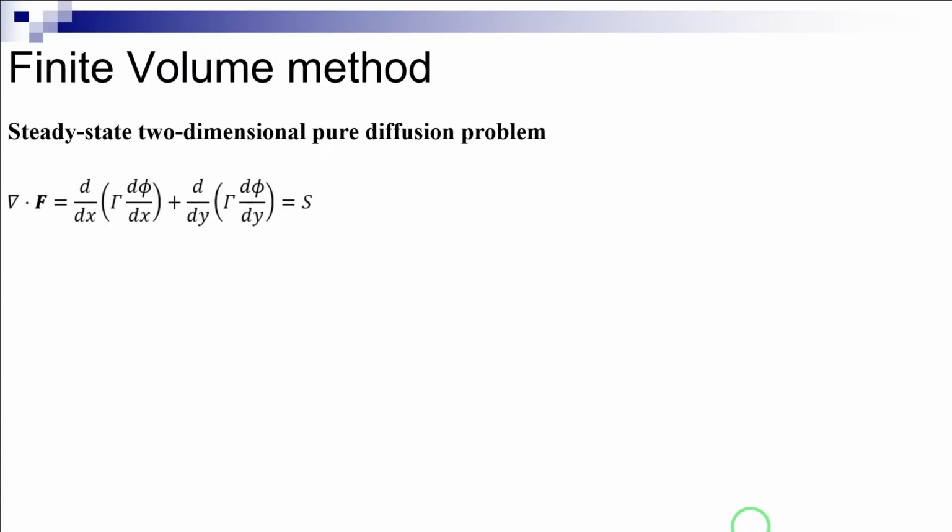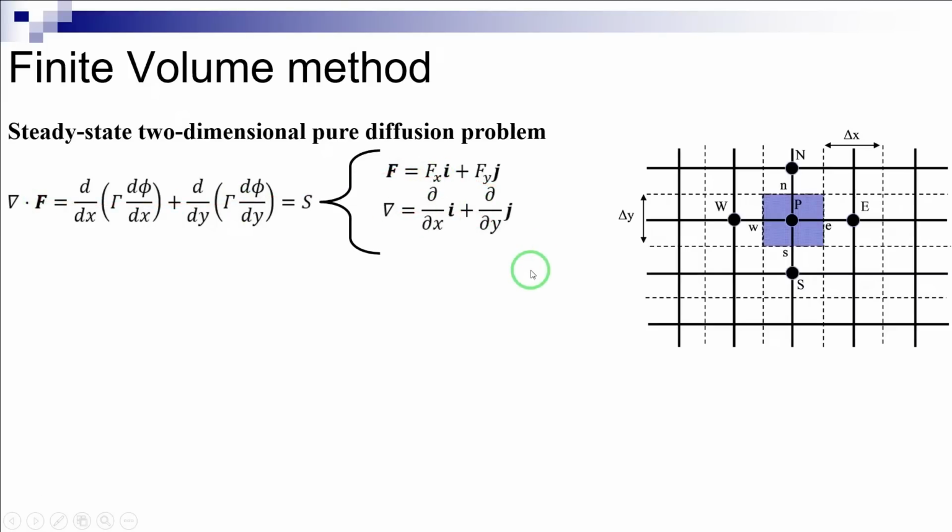Steady-state two-dimensional pure diffusion problem. The two-dimensional steady-state diffusion problem is described using this transport equation, where F, which stands for flux, and nabla are defined here. The two-dimensional Cartesian grid, which is used for the discretization of the stated two-dimensional diffusion problem, is shown here in this figure.